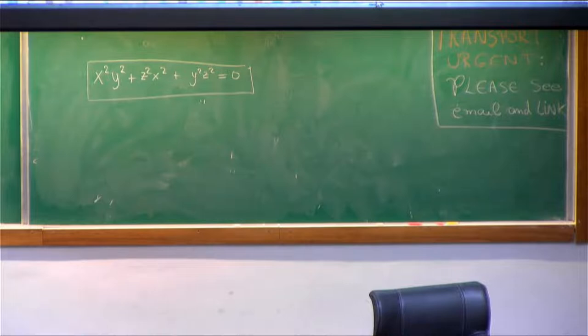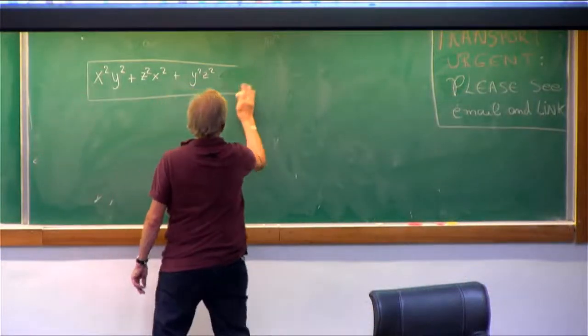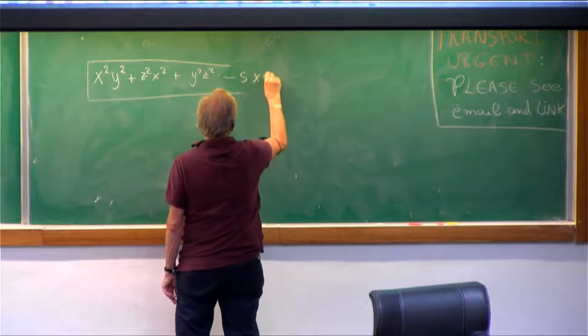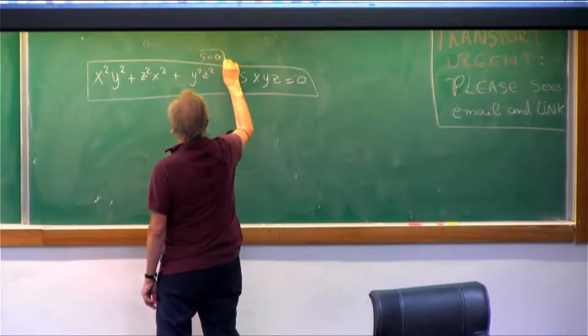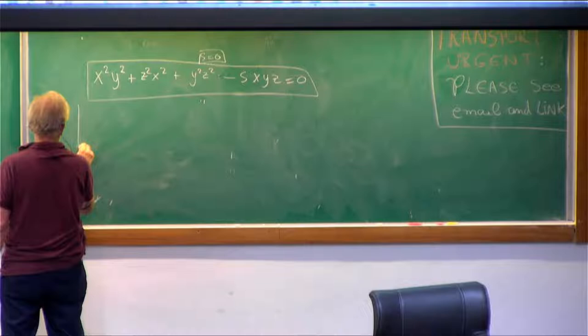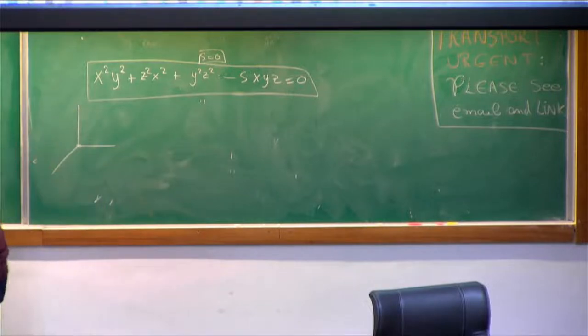And so this was this picture. Almost this picture. Okay, so it's this picture, if you add as deformation minus x by z is equal to zero. But for s is zero, this is a singularity. But the singular set is three lines.